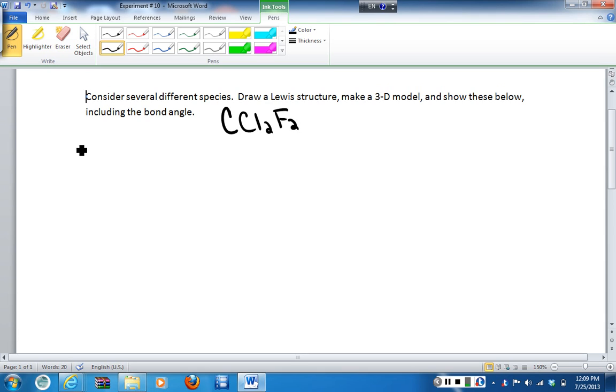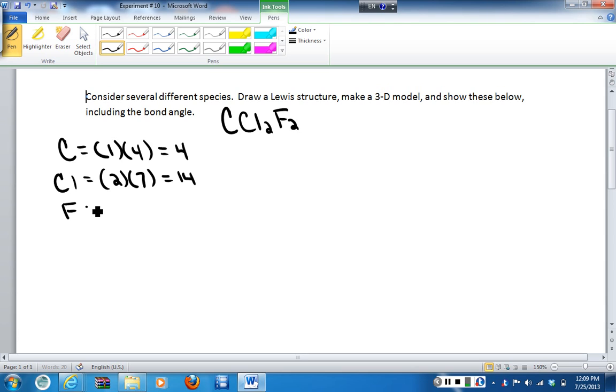So we know that carbon, there's one of them, and it is in group 4, so it has 4 valence electrons. We know that the chlorine, there are 2 of them, and they are in group 7, so each contributes 7 valence electrons to the molecule. With the fluorine, we know that there are 2 of them as well. Each has 7 valence electrons, so 14. And when we are done, we know we need to have 32 valence electrons drawn.